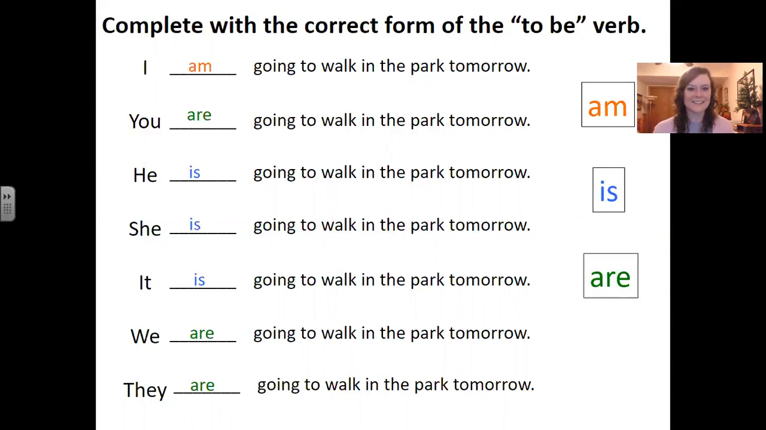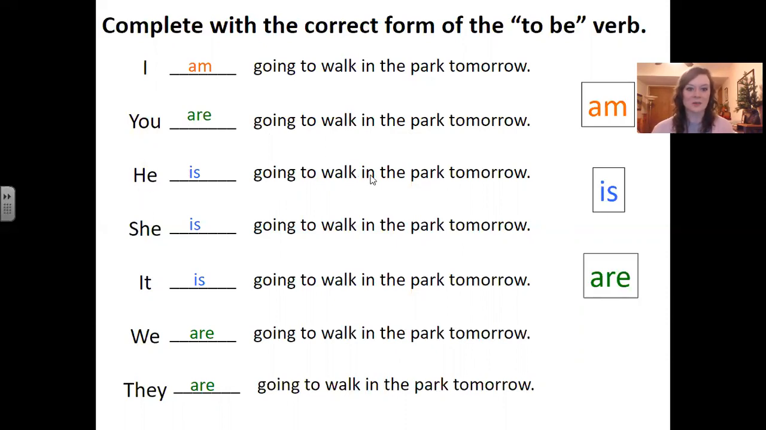All right, let's check our answers together. Let's read our sentences. I am going to walk in the park tomorrow. So remember, for I, we need to use am. You are going to walk in the park tomorrow. For you, we need are.